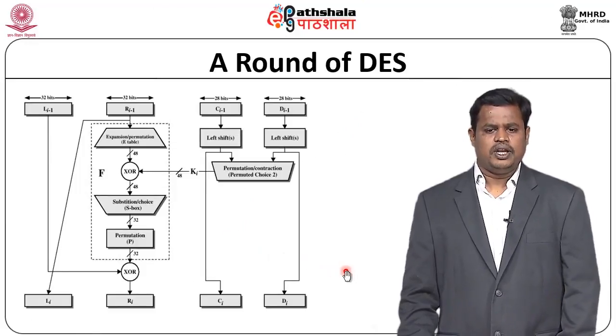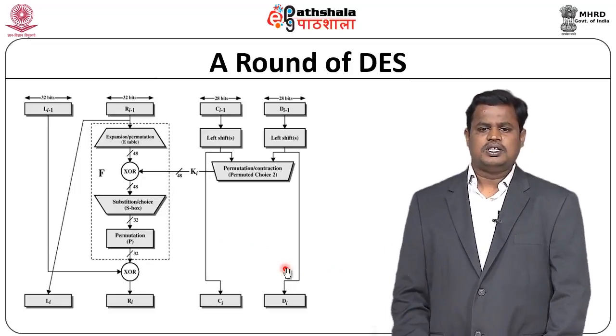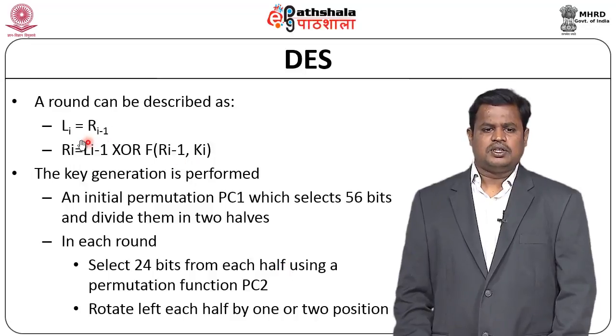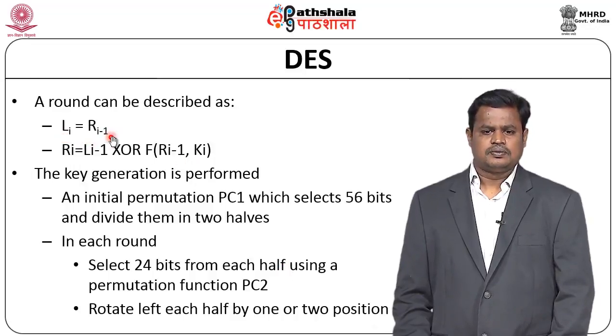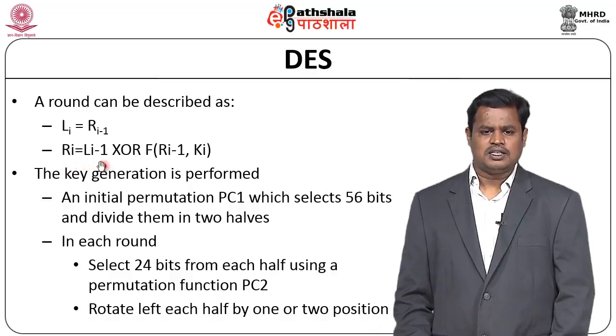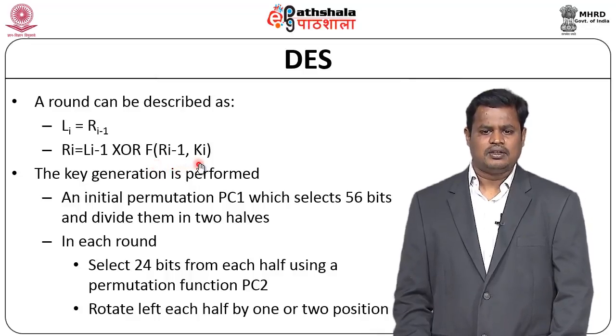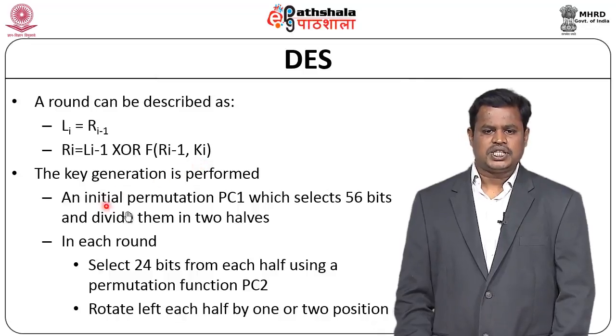Now we need to know how this can be studied with the help of the simplified DES algorithm. The operation is described with this equation: Li is equal to Ri minus 1, and Ri is equal to Li minus 1 XOR F of Ri minus 1 comma Ki. The key generation again goes through permutation and selection, and there are 16 rounds, all of this we know.